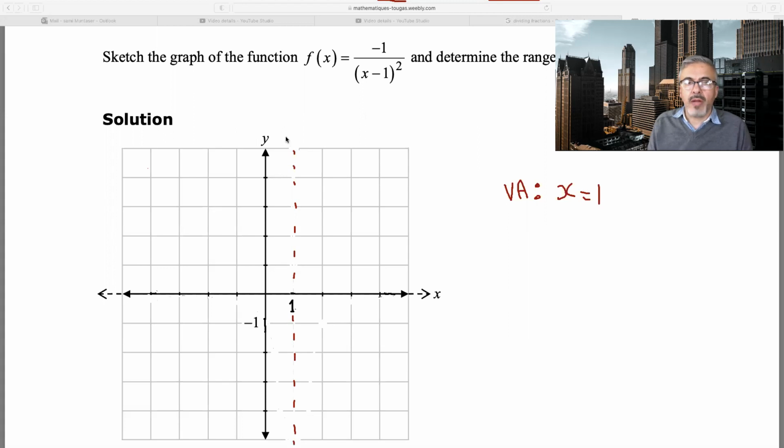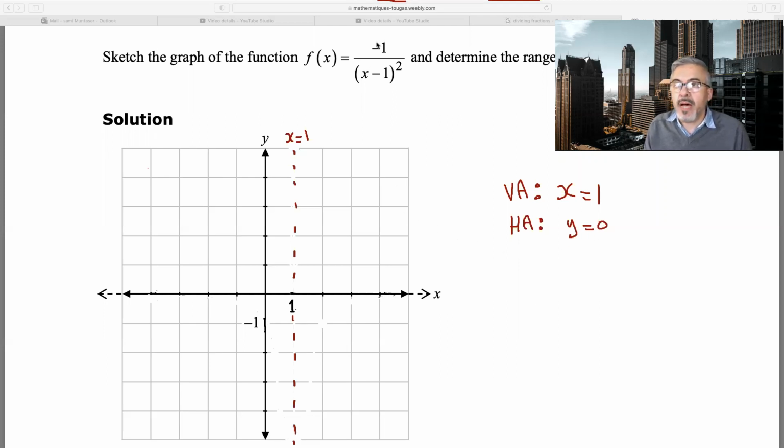And always label your asymptote. So x equals 1 is your asymptote. Now the horizontal asymptote. When you're graphing a reciprocal function, you have 3 conditions. So if the degree on top is less than the degree on the bottom, which is the case here, then y equals 0 is your horizontal asymptote.